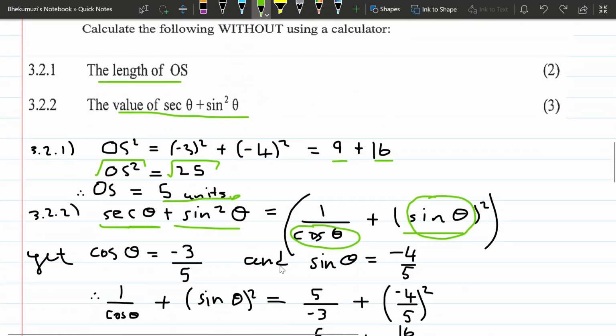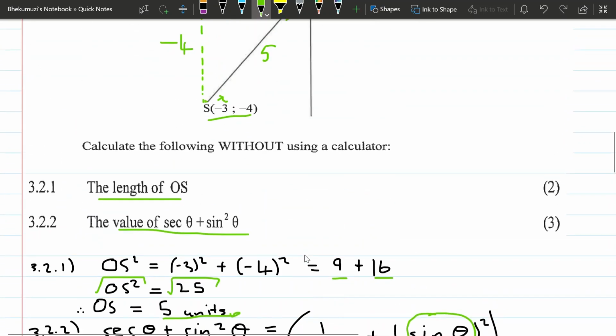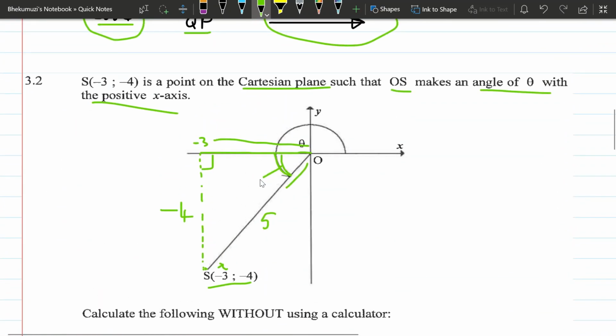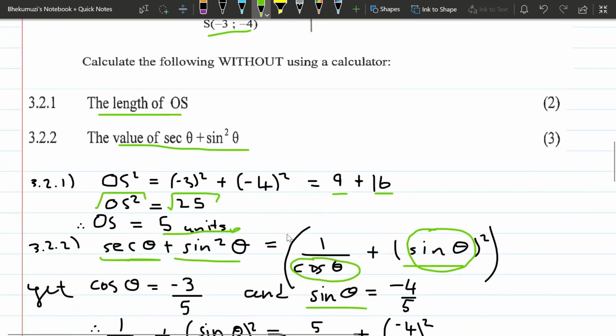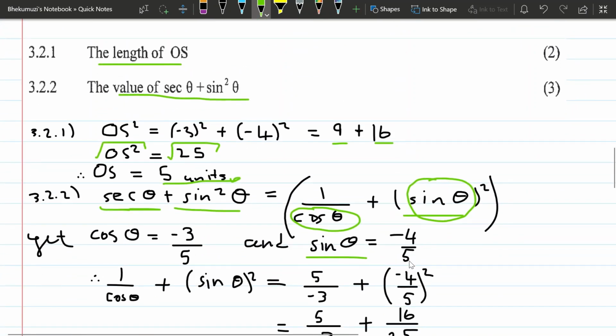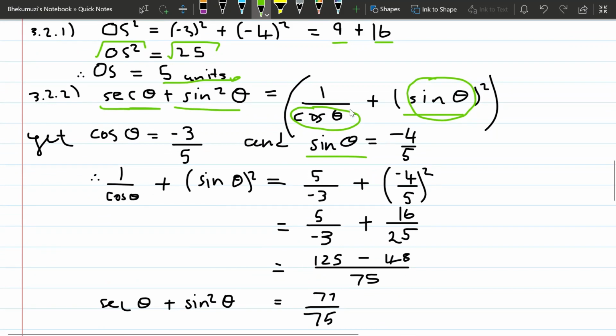So if sine theta is the opposite side over the hypotenuse, then we would have -4 over 5. So then it's -4 over 5, and we have what we need. From there, you can just bring back the expression that they want you to find the value for, and then substitute those values.